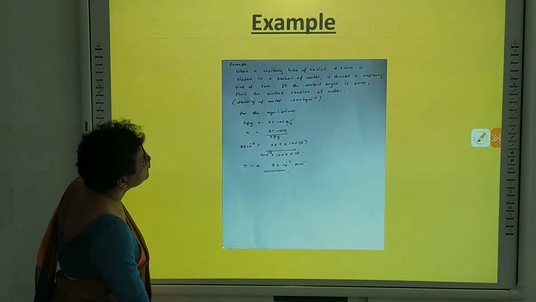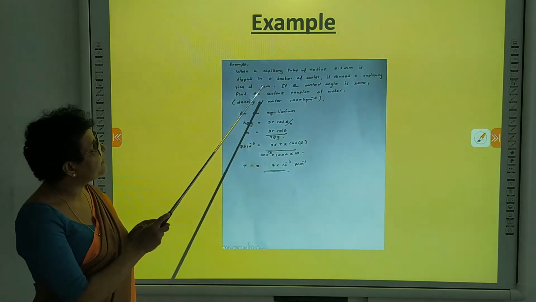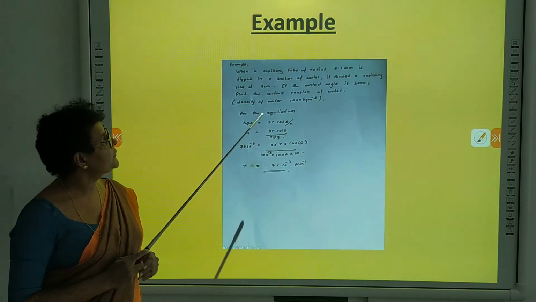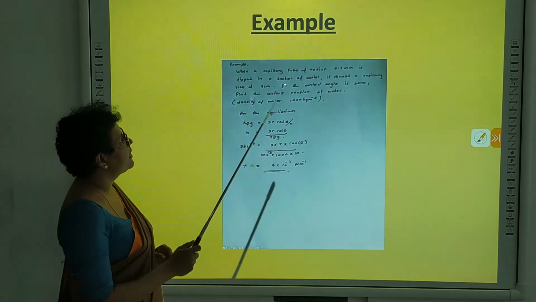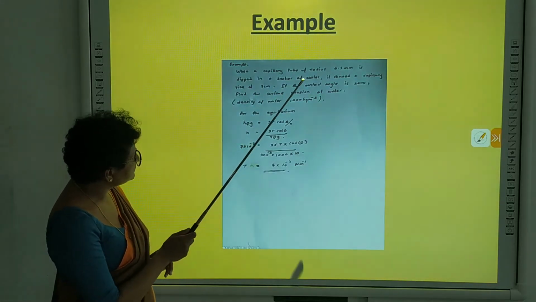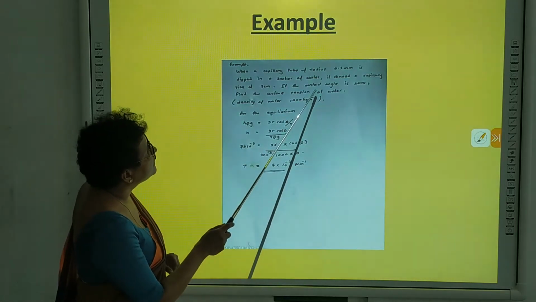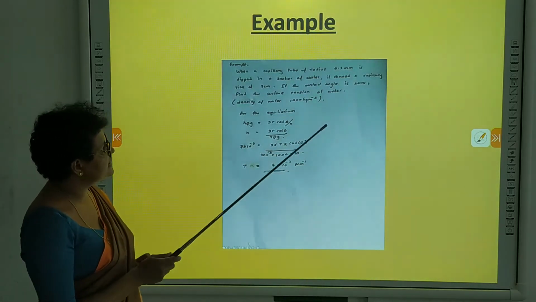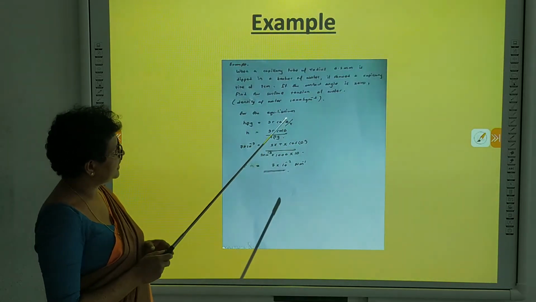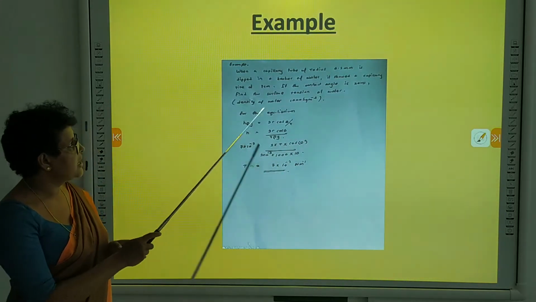Now look, we'll do this small problem. When a capillary tube of radius 0.2 millimeter is dipped in a beaker of water, it showed a capillary rise of 1 centimeter. Now, if the angle of contact is 0, assume that the angle of contact is 0. Find the surface tension of the water. Density of water is 1000 kilograms per cubic meter, that you know, but they have given it.